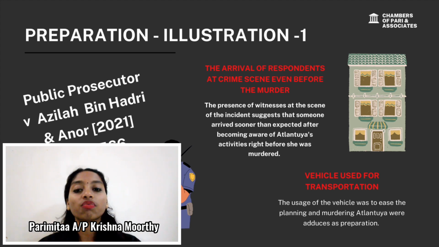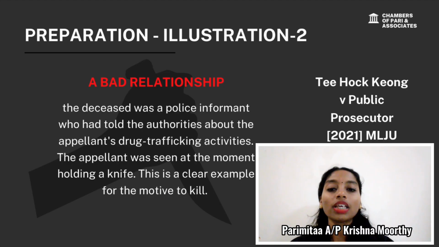The presence of witness at the crime scene beforehand of the murder suggests that someone arrived sooner than expected after becoming aware of Atlantria's activities right before she was murdered. The second factor is the vehicle used for transportation. This is the same vehicle used to convey the dead bodies, and also whether slippers with blood stain was evidence was found. Next is the case of T. Hock Keong and Public Prosecutor.